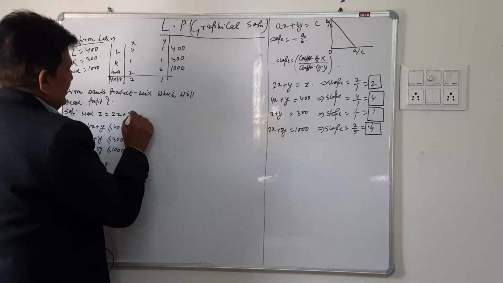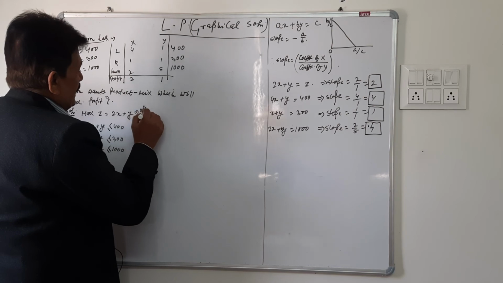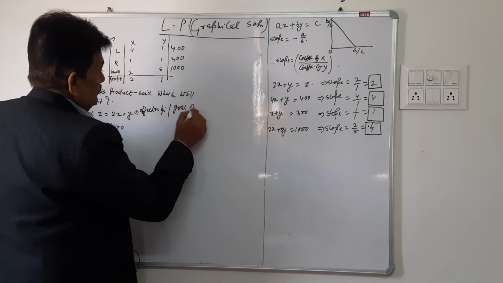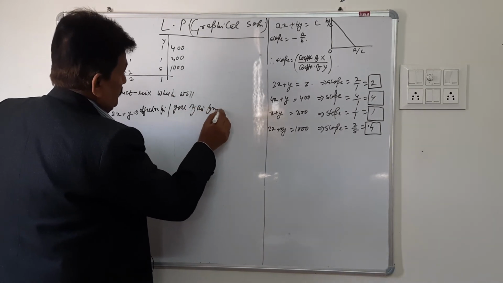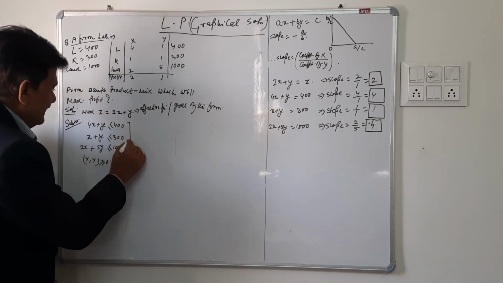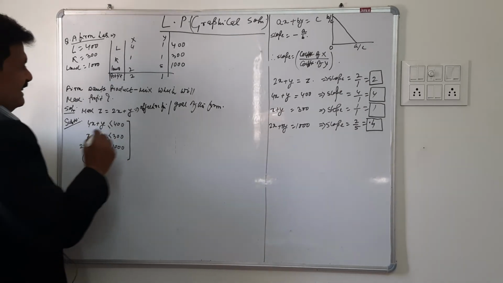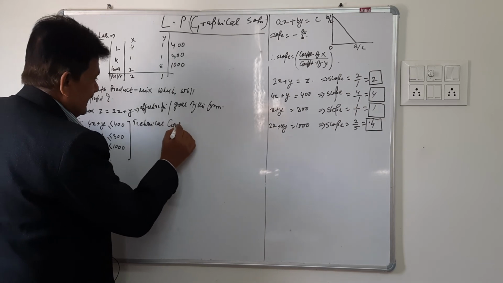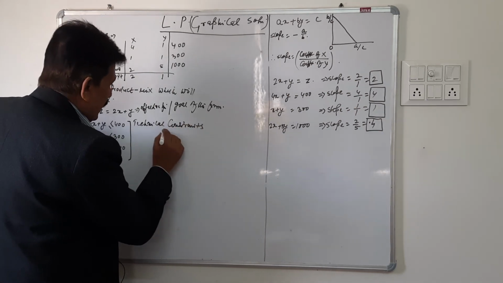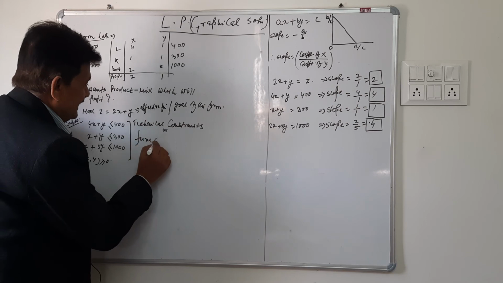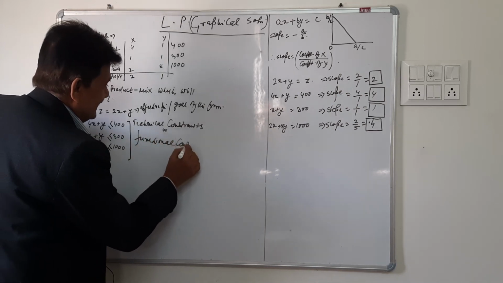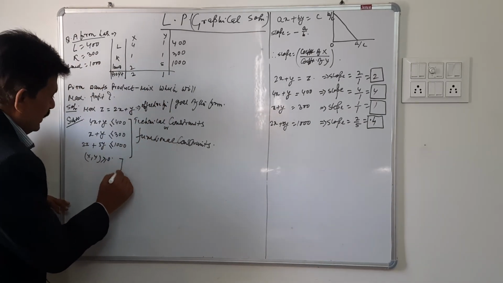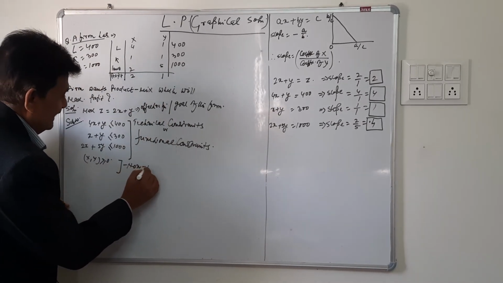As before, this is the objective function or goal of the firm. These three equations in the form of inequalities are technical constraints or functional constraints. And this is the non-negativity restriction.